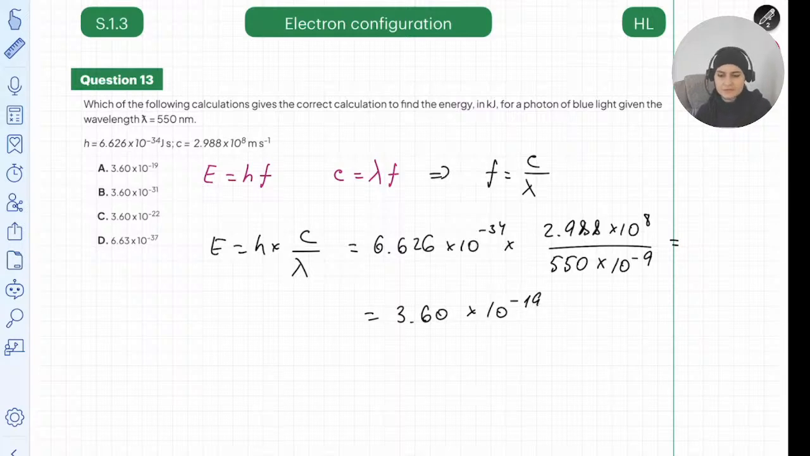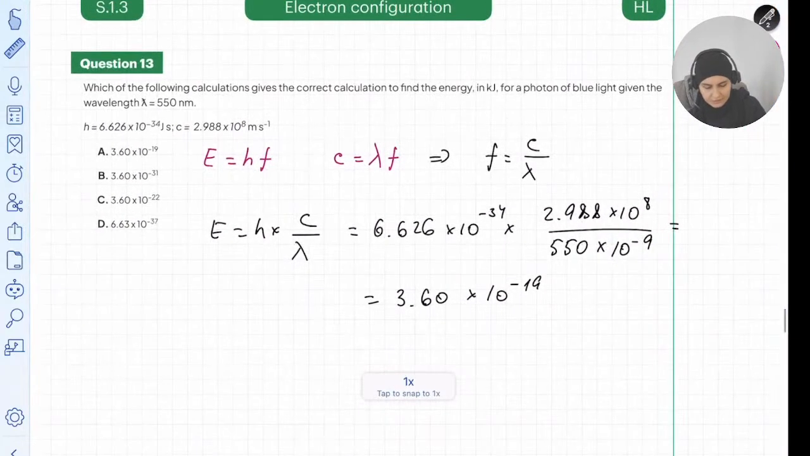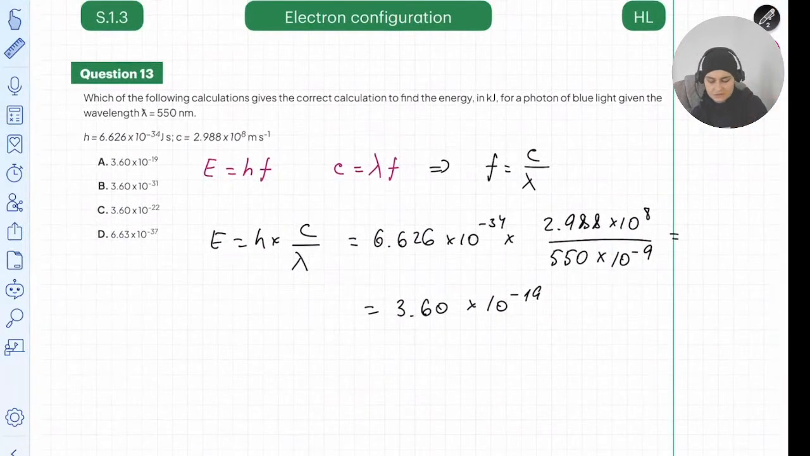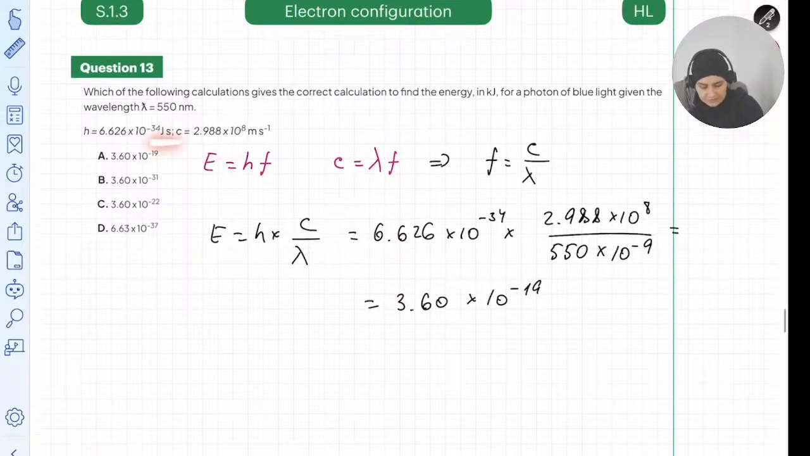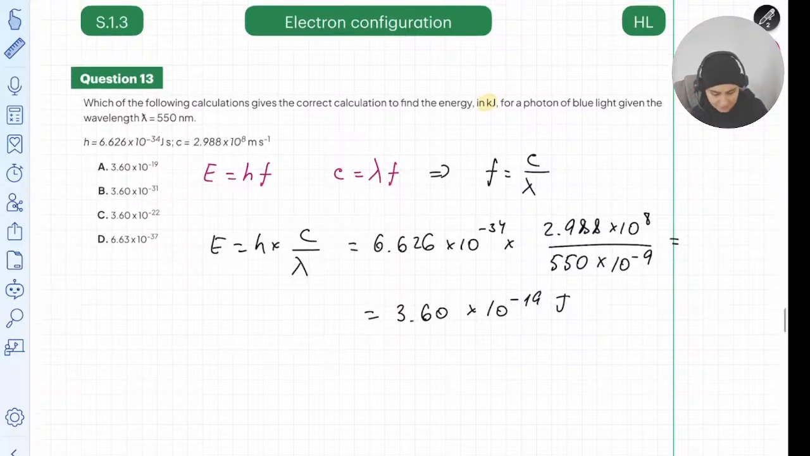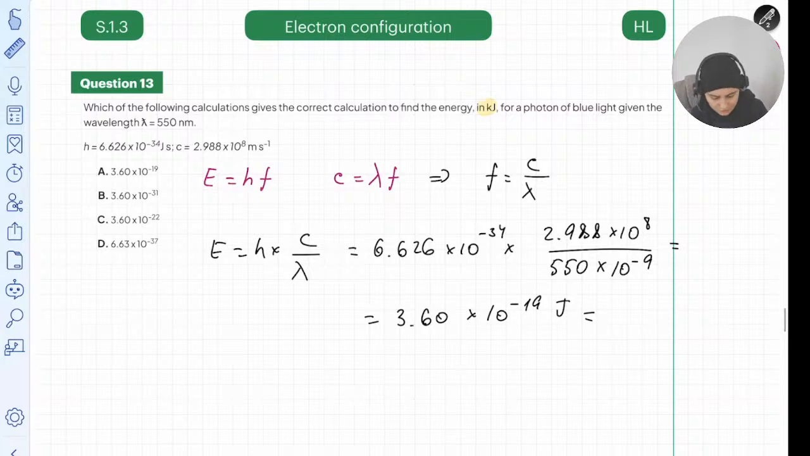And the units for this would be joules, right? Because always look at your constants. This is joules times second, so that's joules. And we need kilojoules. They can ask in joules, I've seen questions in joules, but double check. So to convert from joules to kilojoules, we divide by 1,000. So 10 to the minus 22, 3.6. That's a C.